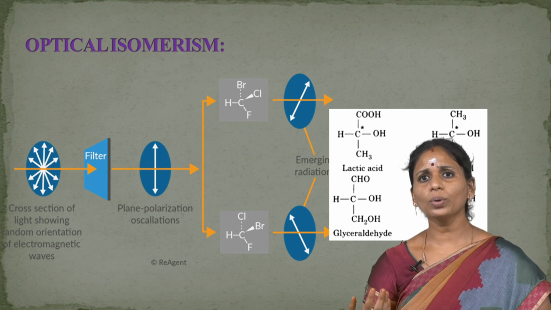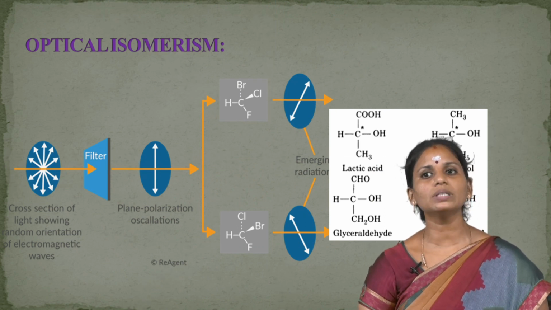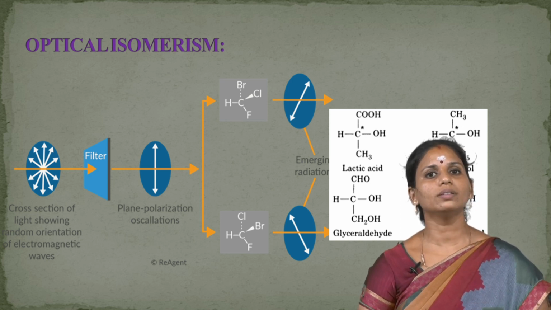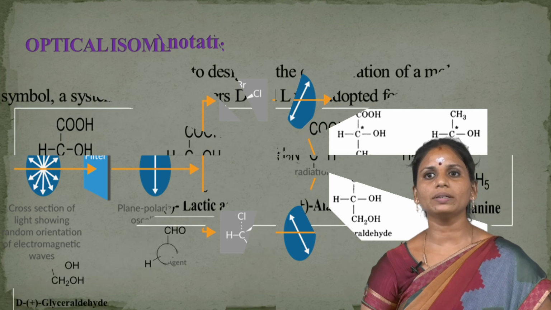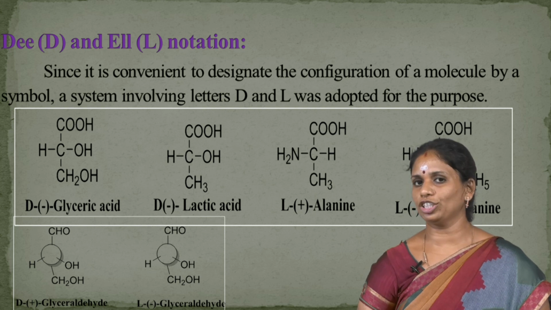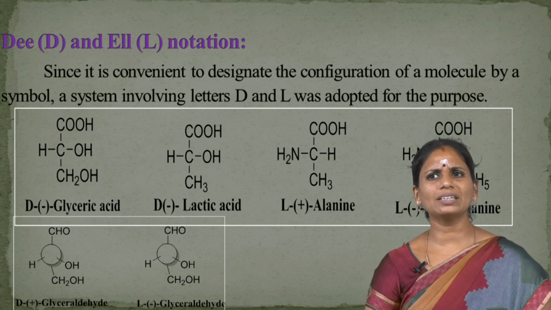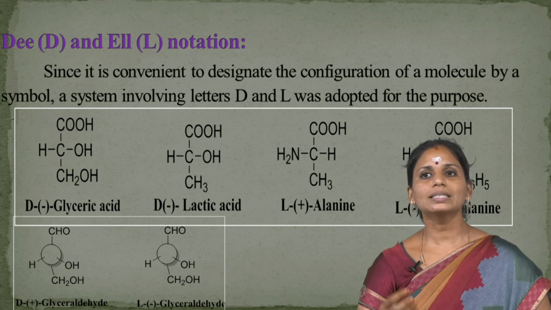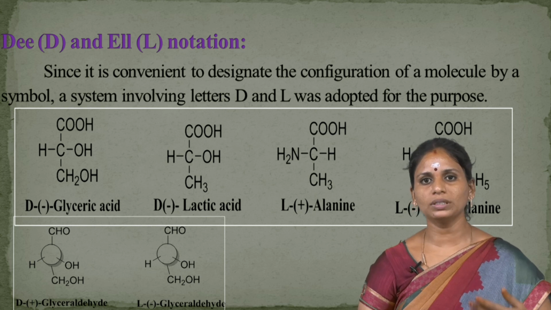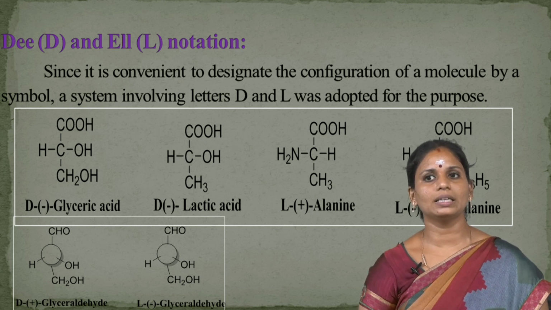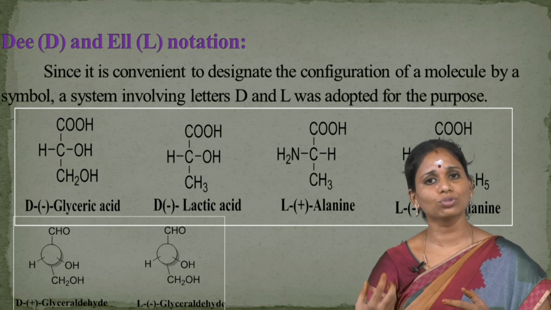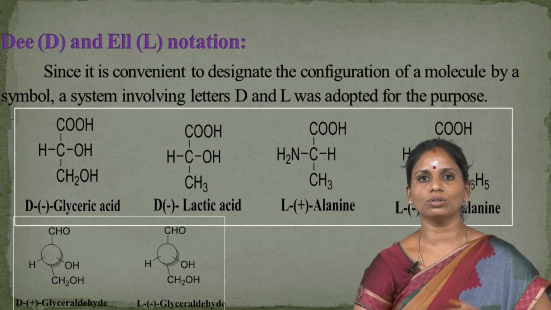Next, we are going to see optical isomerism with a few examples like lactic acid, 2-butanol, glyceraldehyde and 2-bromobutanol. These molecules possess optical activity. We can express them in a few terms, that is, D and L notation also. Since it is convenient to designate the configuration of a molecule by a symbol, a system involving the letters D and L is adopted for this purpose. For example, D-glyceric acid, D-lactic acid, L-alanine, L-phenylalanine, D-glyceraldehyde, L-glyceraldehyde. Likewise, we use these notations. How to use these notations we shall see.